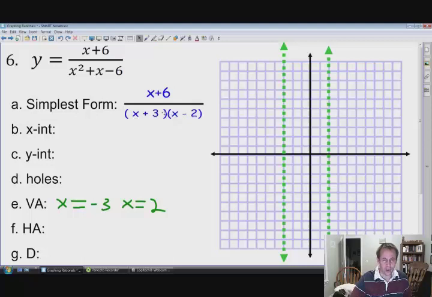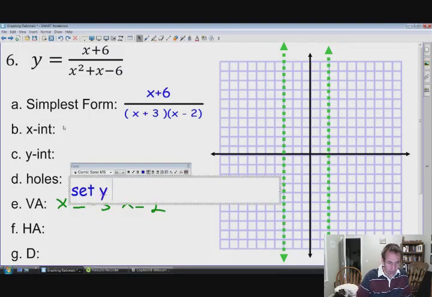Yeah, so both of them are there. Nothing canceled out. So I'm wondering if those are just it, and there's not even going to be any holes, I'm thinking. But let's go do the x-intercept first. So the x-intercept is set y equal to 0 and solve for x.